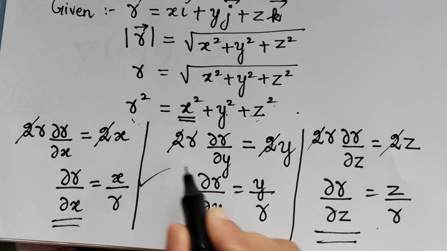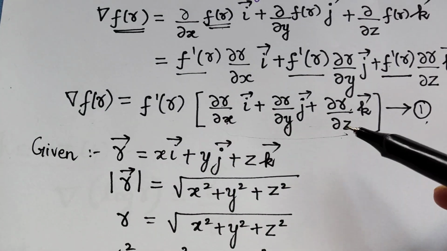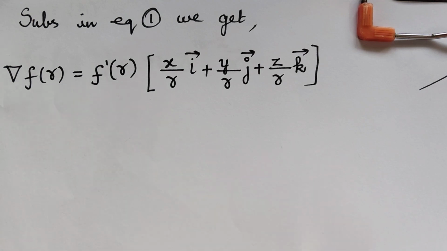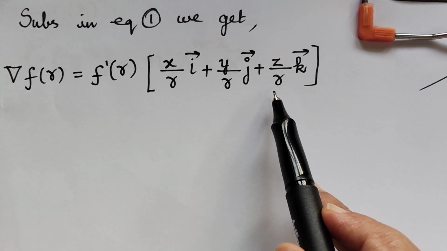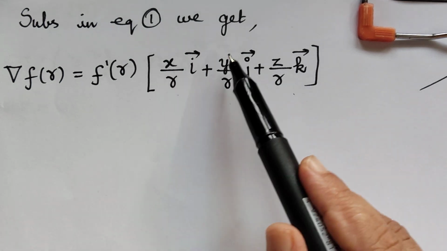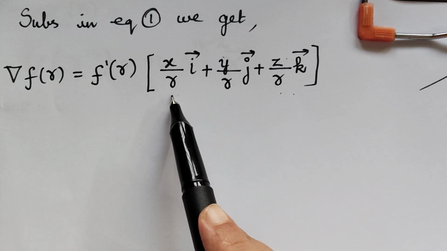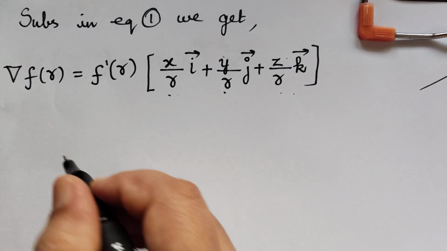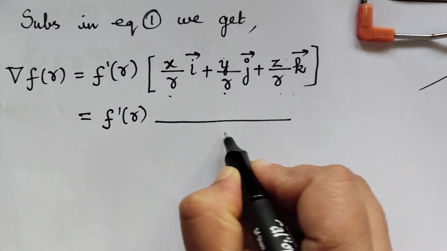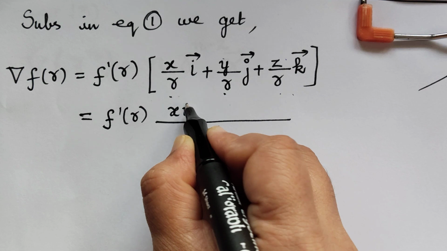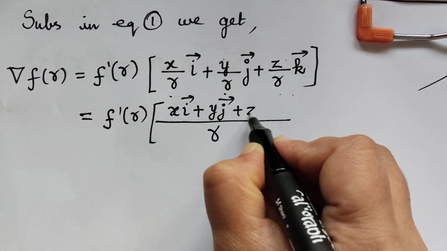We shall take these three and substitute in equation 1 at these places. So after substituting ∂r/∂x, ∂r/∂y and ∂r/∂z in equation 1, x/r, y/r and z/r, we get this. Now we can see that r is a common denominator to all the terms. So this will be equal to f'(r) and the LCM is r, and in the numerator we will be having x i vector plus y j vector plus z k vector.